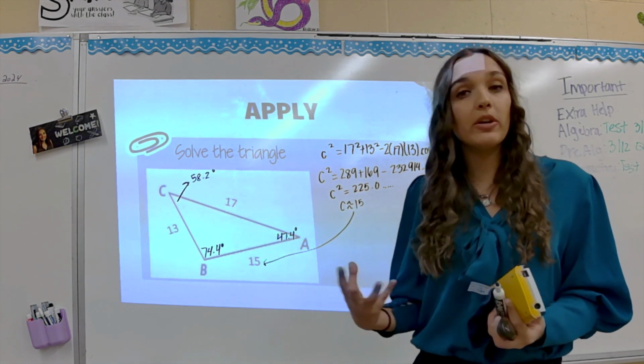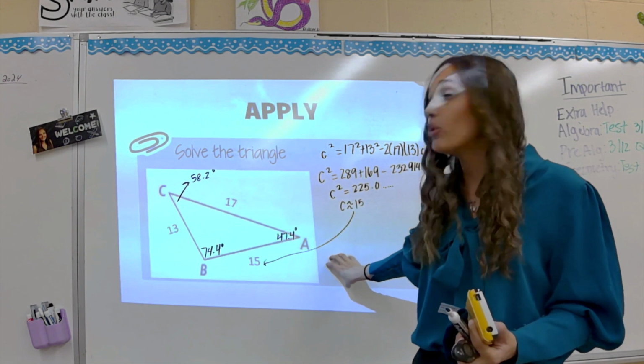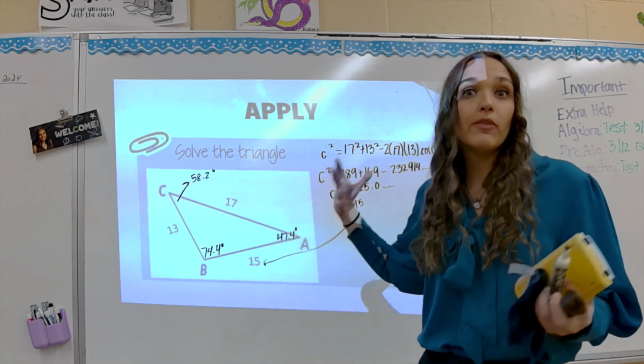Personally, I think the hardest part is finding the angle, so that's why I showed you a whole problem finding the angles, but I want to show you if our C is what we're looking for, one of our side lengths we're looking for, that's how you complete it.